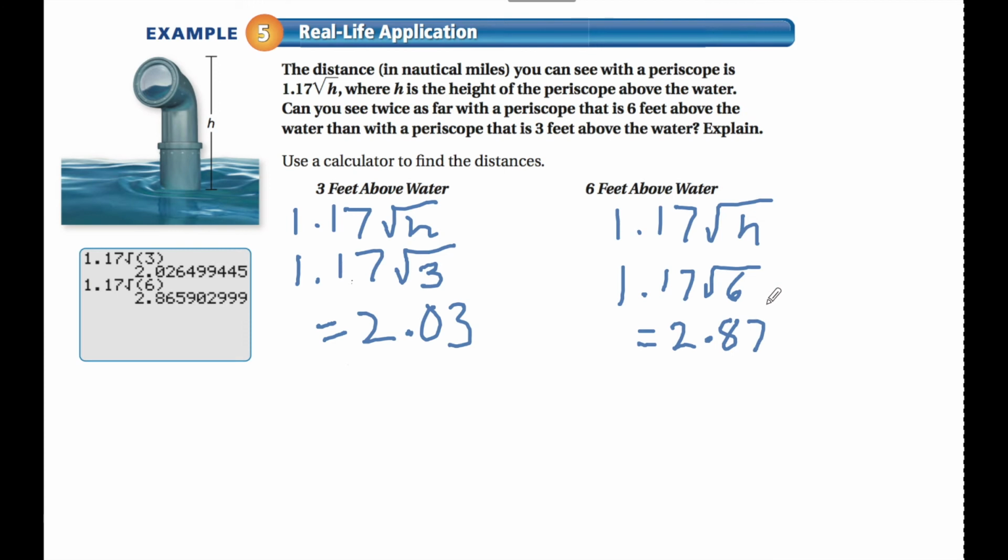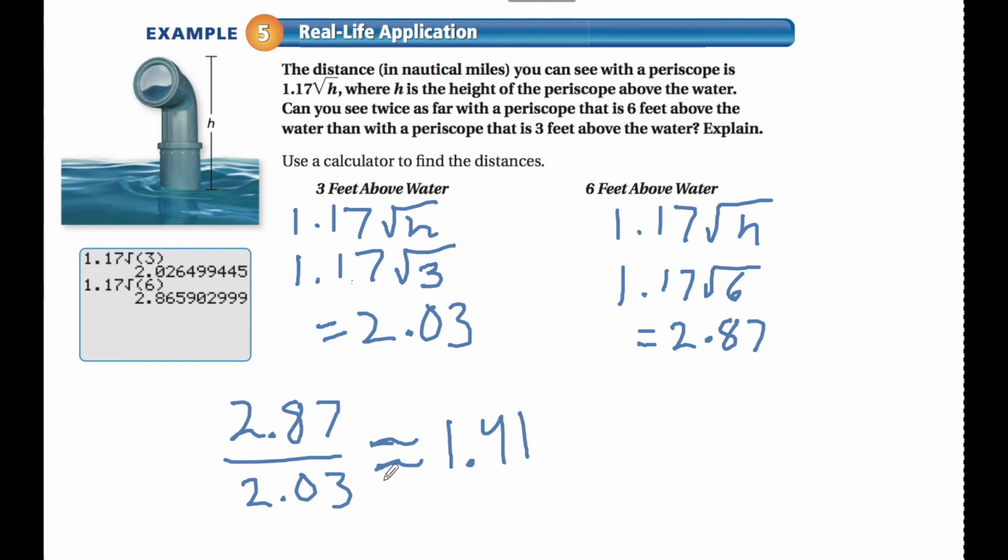2.87. Now they want to know how many times greater, we need to see how many times greater you can see when you're 6 feet above water than when you're 3 feet above water. So how many times greater is this than this? So we set that up as a fraction, 2.87 all over 2.03. Now 2.87 divided by 2.03 is approximately 1.41.